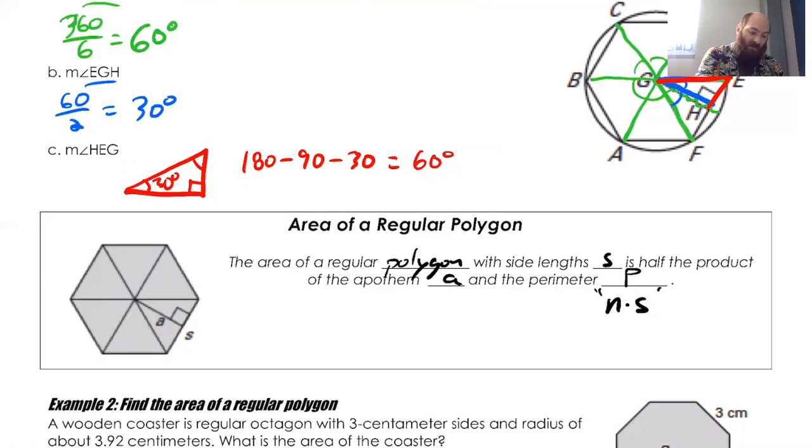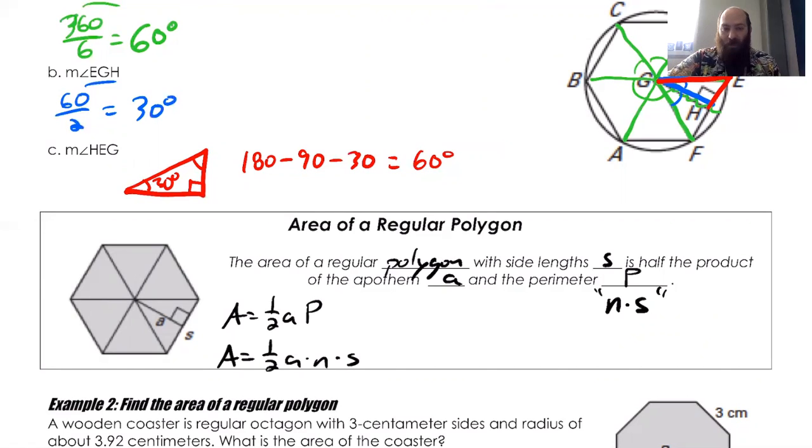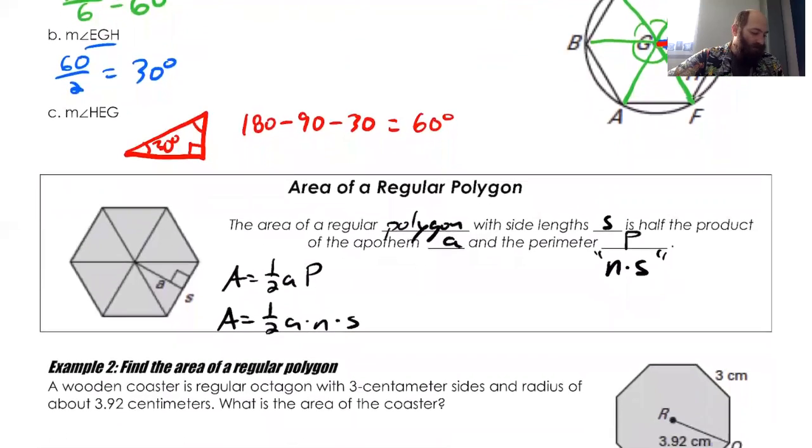So this is a different way of doing that. In terms of my formula, it is 1/2 the apothem times the perimeter. But because perimeter can be found by taking the number of sides times the side length, I can also do it as 1/2 the apothem times the number of sides times the side length. Either one of these works. It's 1/2 of ap or 1/2 of ans, like answer. All right, so let's apply that here.